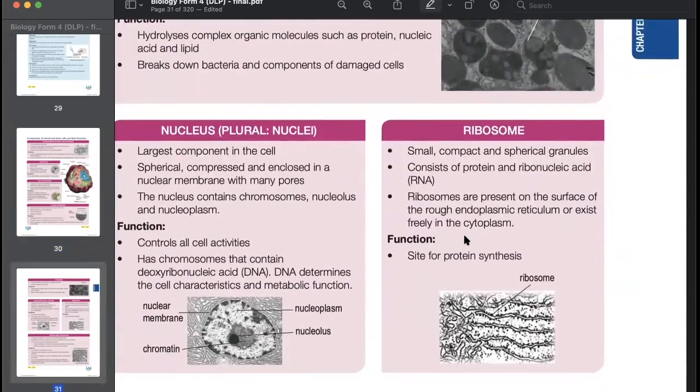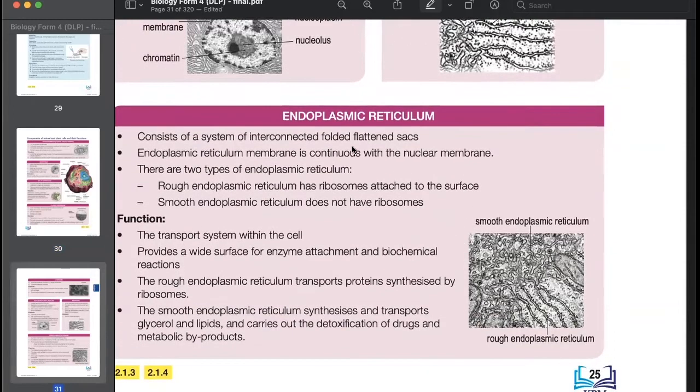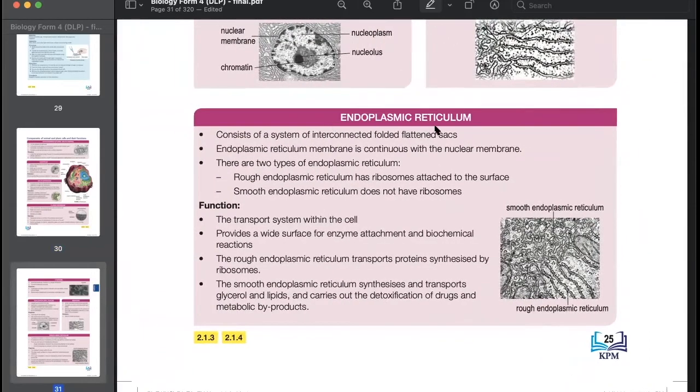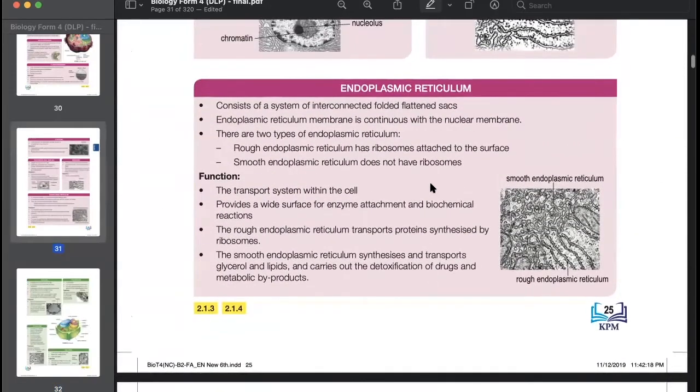Okay, let's continue. Okay, ni endoplasmic reticulum. This is the last one. Okay. So apa tengok ni, it consists of a system of interconnected folded flattened sac. And endoplasmic reticulum membrane is continuous with a nuclear membrane. So maksudnya endoplasmic reticulum ni we can find them near to the nucleus. Okay, nuclear membrane tu maksudnya nucleus membrane lah. Ini membrane, ni lapisan luar nucleus tu nama dia nuclear membrane.